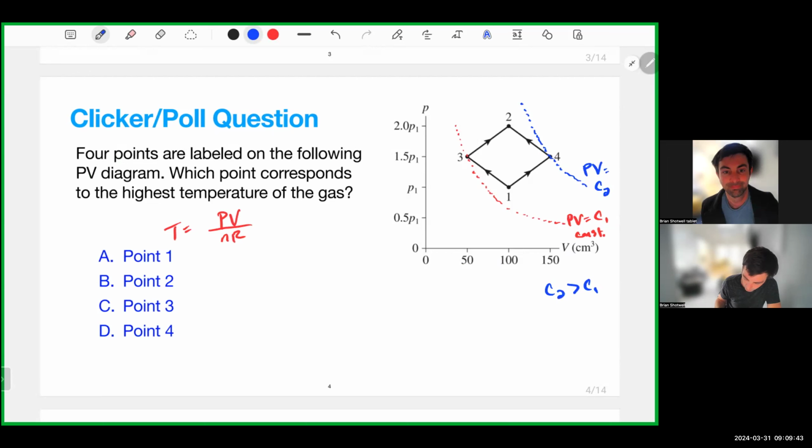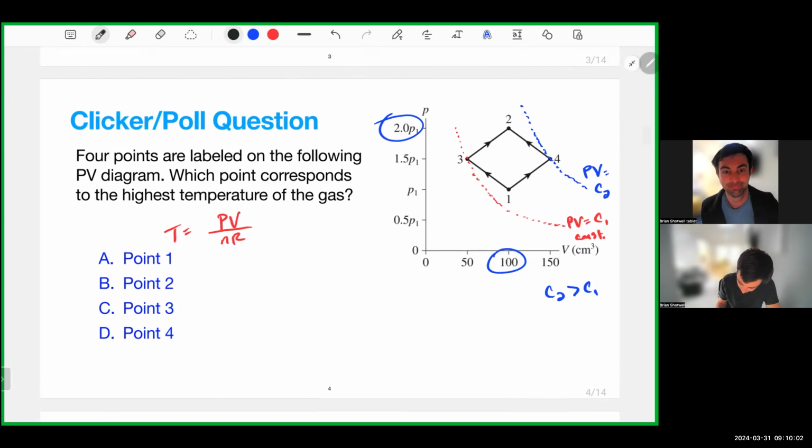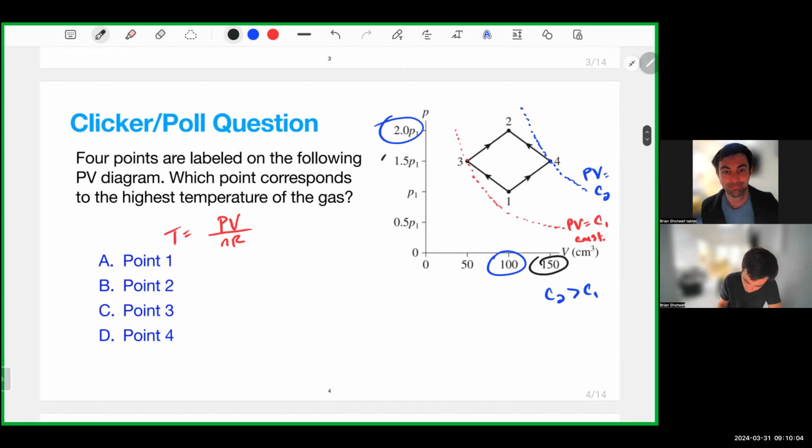And we just need to look at the product of P times V. So if you look at this times this for point 2, it looks like you have 200 times P1, whatever that is. And then there are some units associated with the volume. But just look at the 2 and the 100, it's 200. Versus if you look at 150 times 1.5, it looks like that's 150 plus 75, or 225. So 225 is bigger than 200.